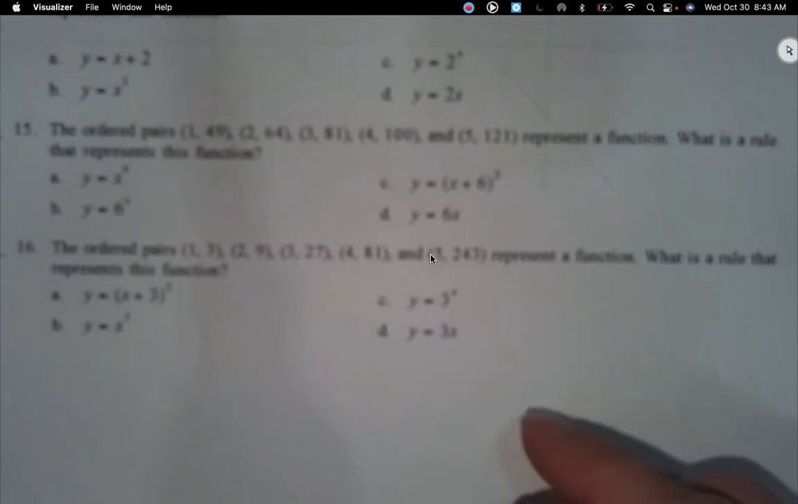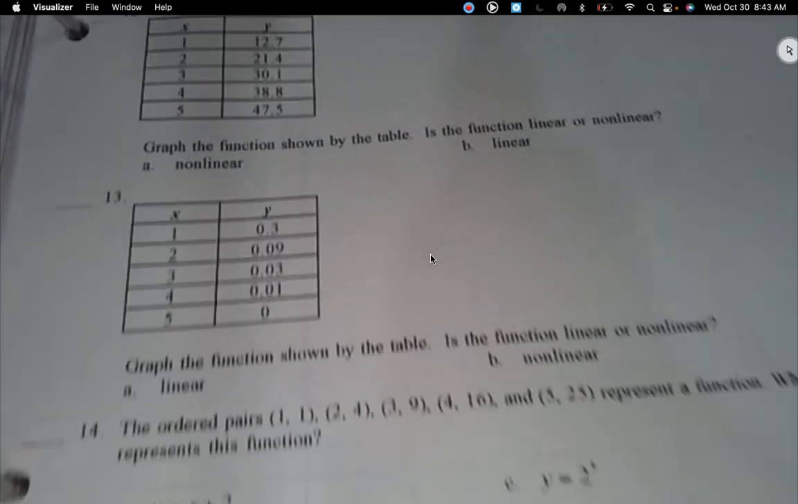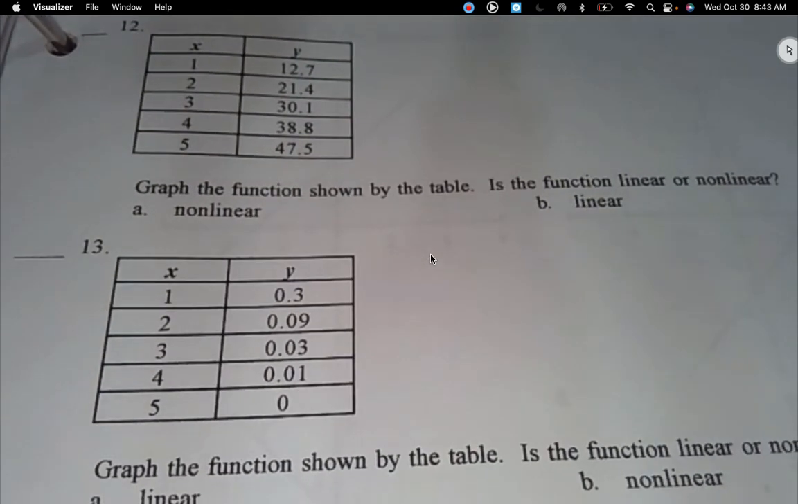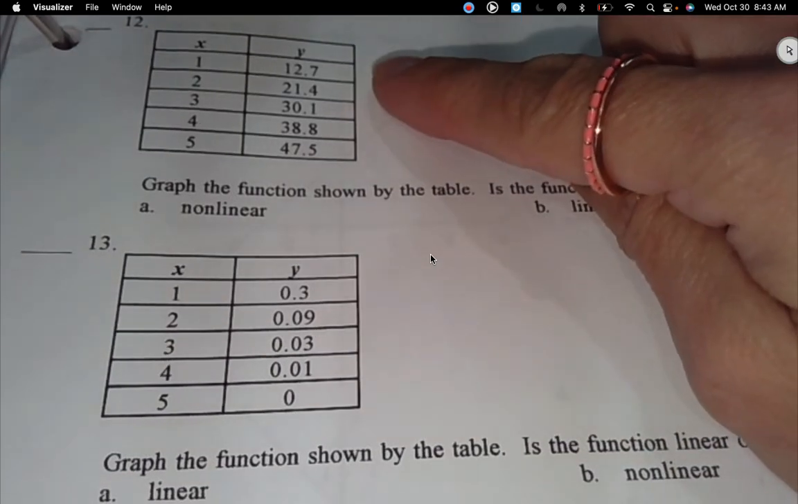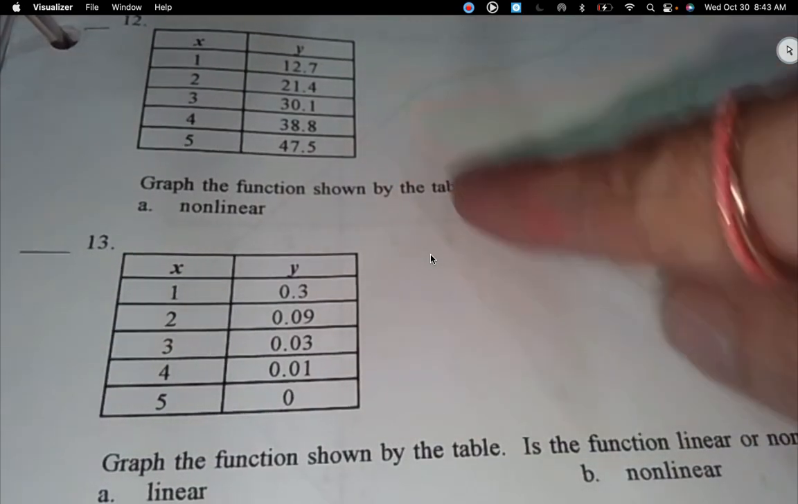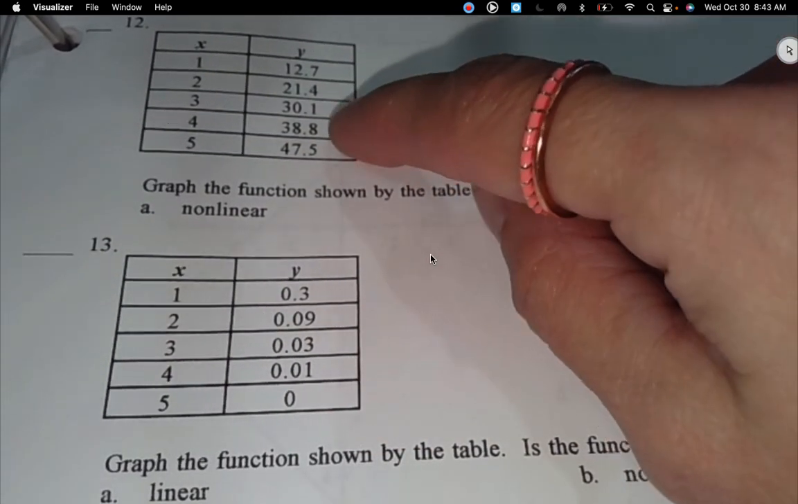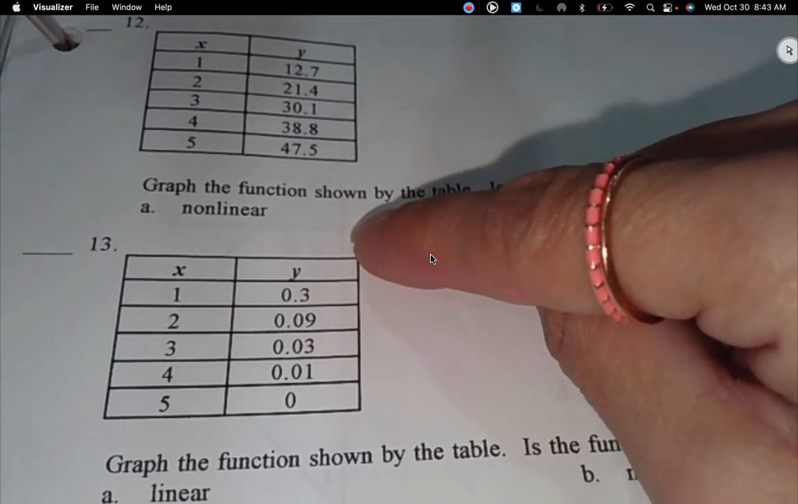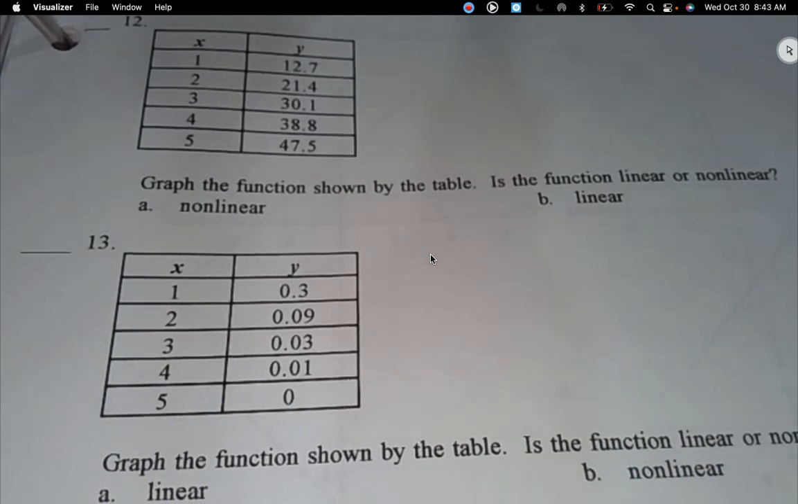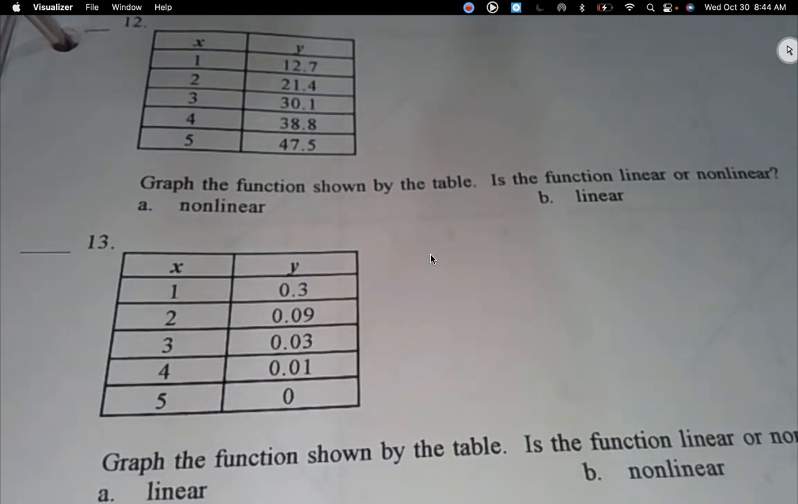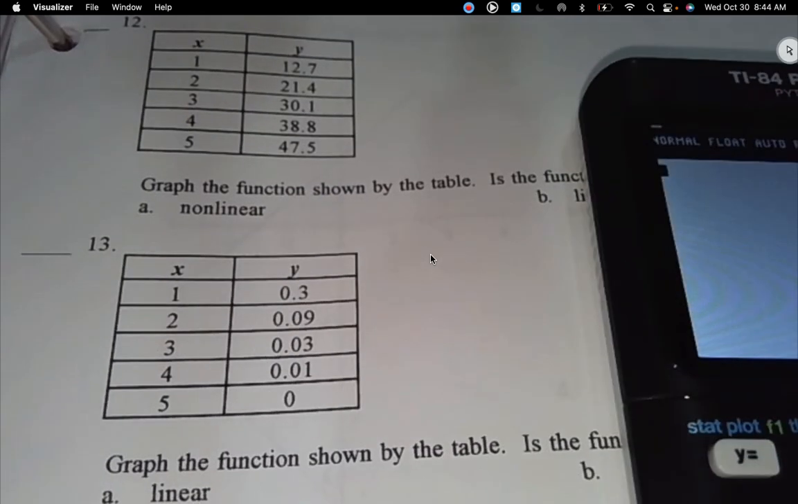A field trip. Okay. Are these linear or not linear? How do you know if they're linear? If it makes a straight line, but instead of graphing it, you can just see if the distance, or like if you subtract them and it's the same amount each time, right? Does that make sense? So we'll just do number 12 because of time. I don't think those other ones are on there, but I might do one of them.